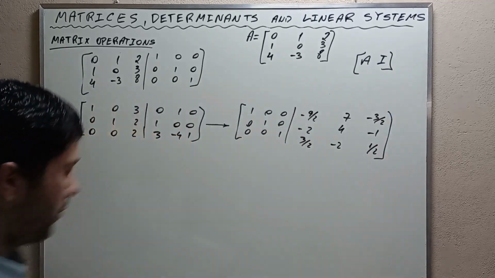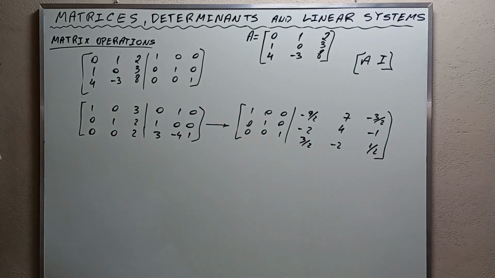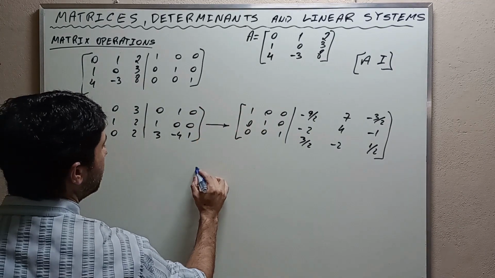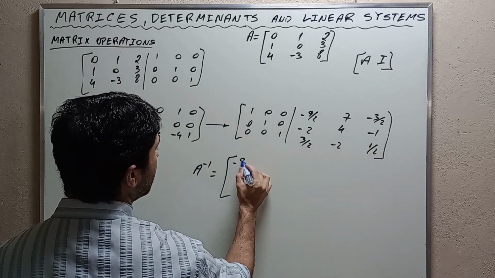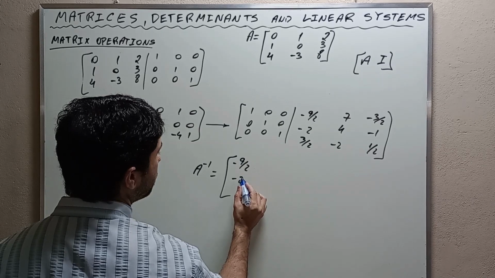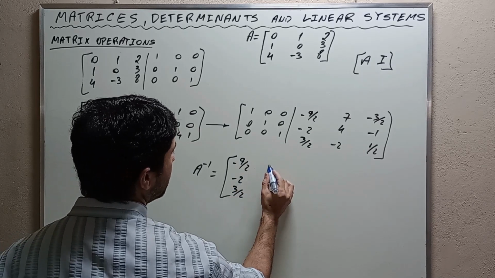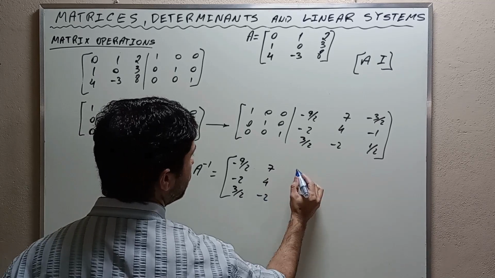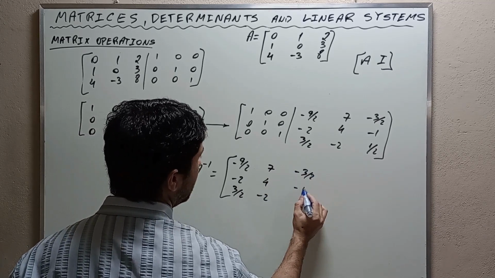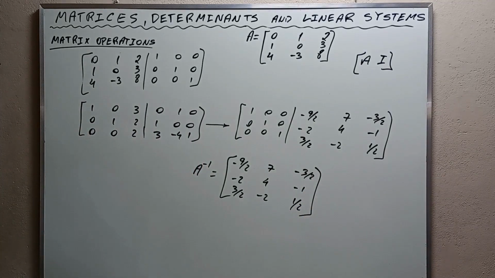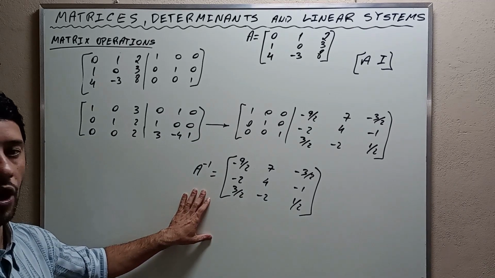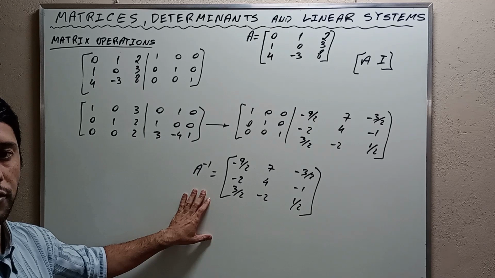Okay, and this is the inverse of matrix A. The inverse of matrix A is precisely this here. Negative 9 halves, negative 2, 3 halves, 7, 4, negative 2, negative 3 halves, negative 1, and 1 half. Okay, this is what we do. These are the steps that we have to take to get the inverse of a matrix. And this is all for matrices. Let's see the determinants now.